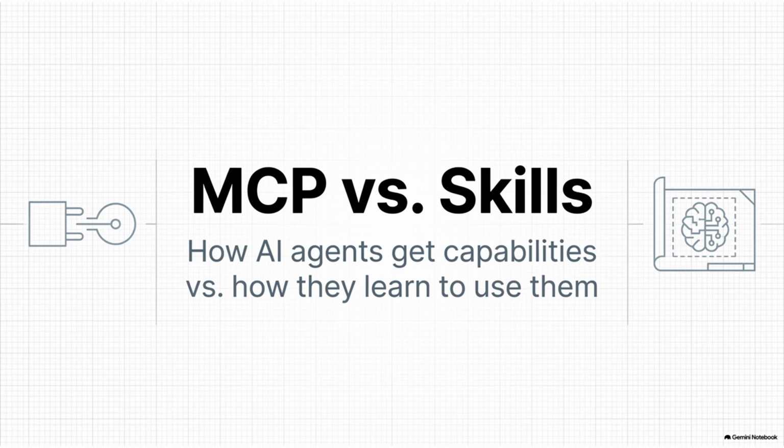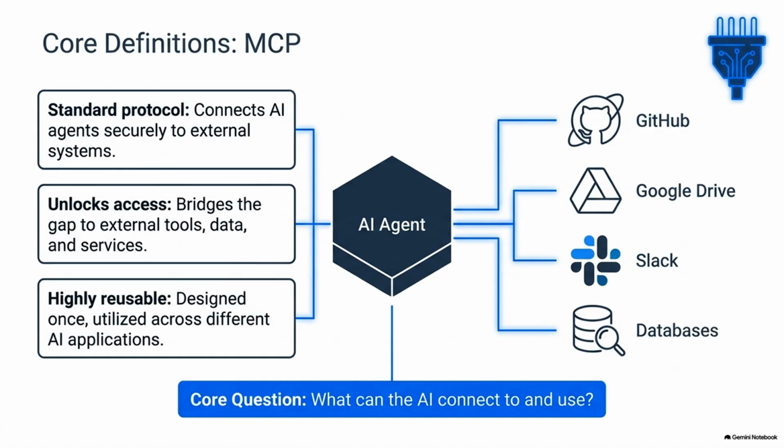Hi everyone. Today we're breaking down two terms that get used together a lot, but actually mean very different things. MCP, or Model Context Protocol, and skills. By the end of this, you'll know exactly when to reach for each one and why the best AI agents usually use both. Let's start with MCP.